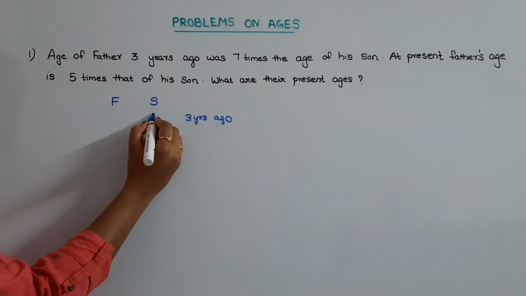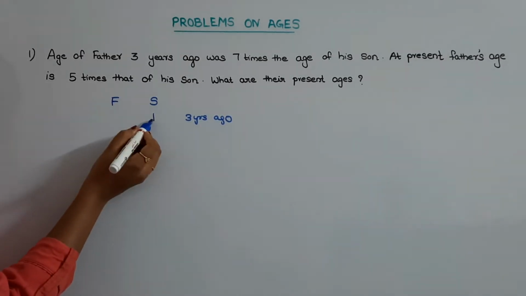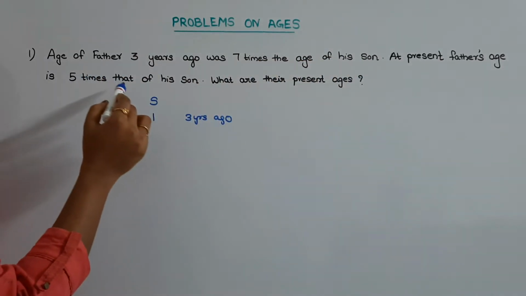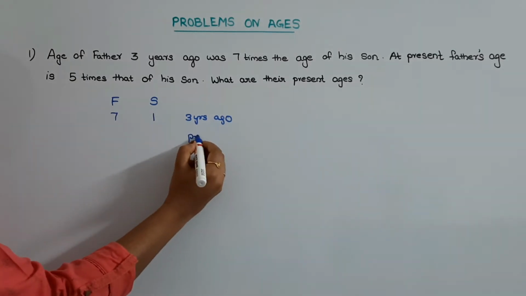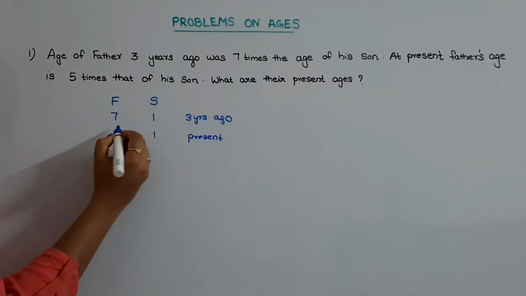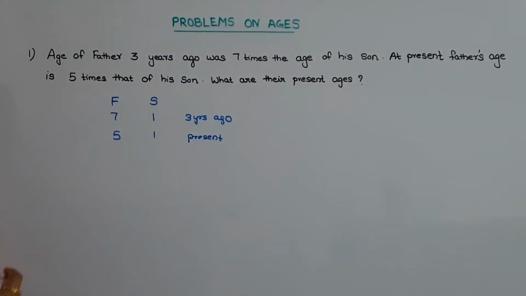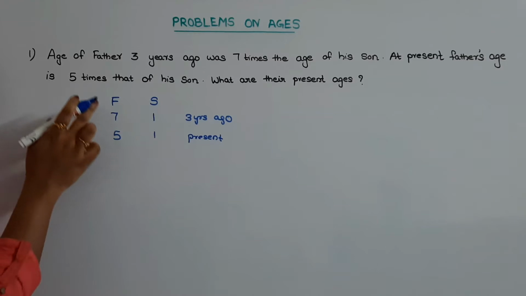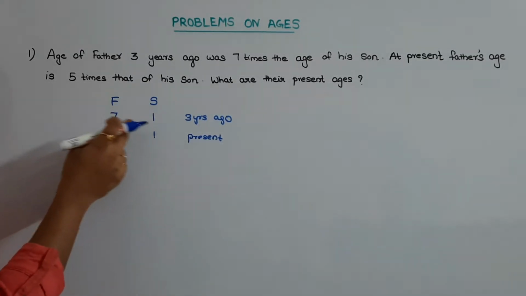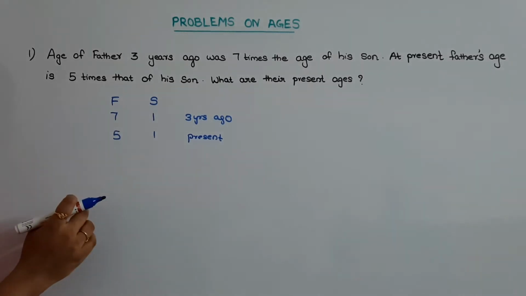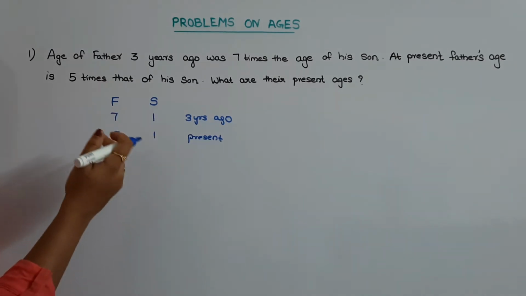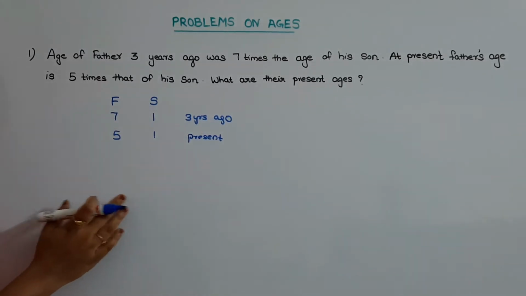So let us assume son's age as 1, then father's age will be 7 times of this value, that is 7. Then they are telling that at present father's age is 5 times that of his son. At present, if we take son's age as 1, then father's age will be 5 times of this value, that is 5. Okay, now we have the ratios of the ages of father and son 3 years ago as well as at present. We need to find out their present ages. We have the ratios, but we need to find out their original present ages. So let us see how to solve this.